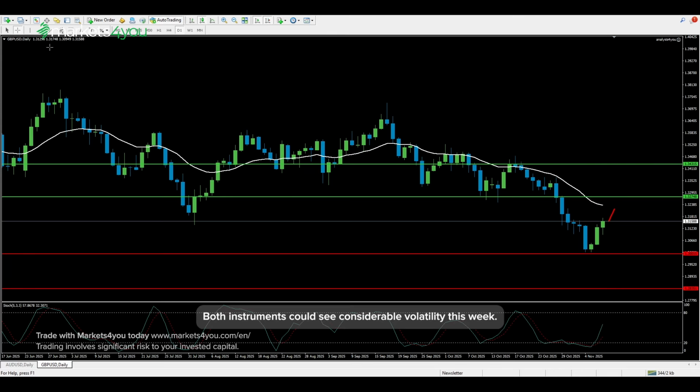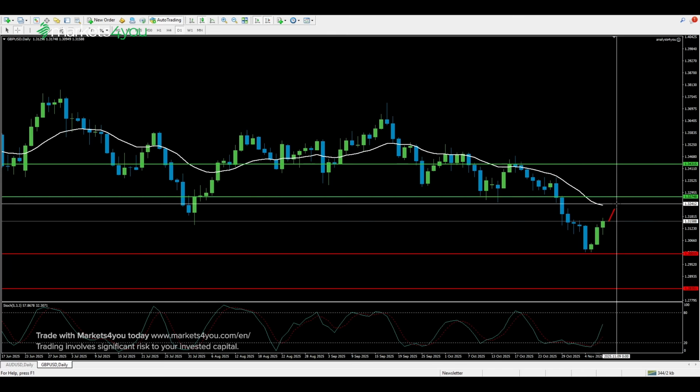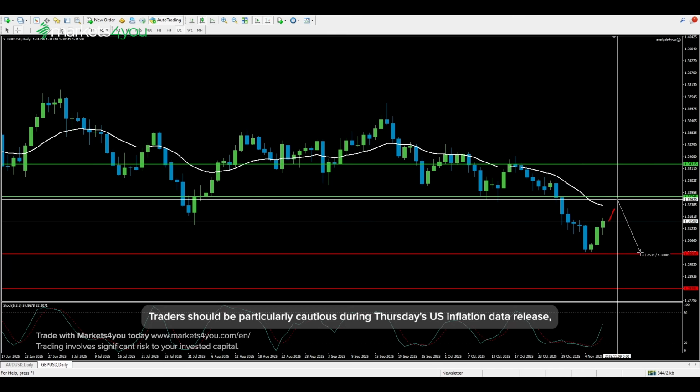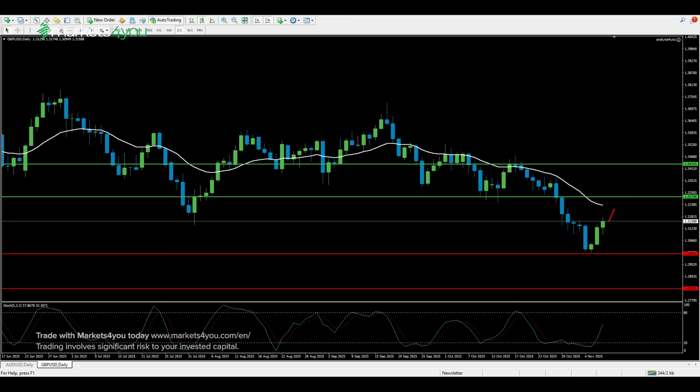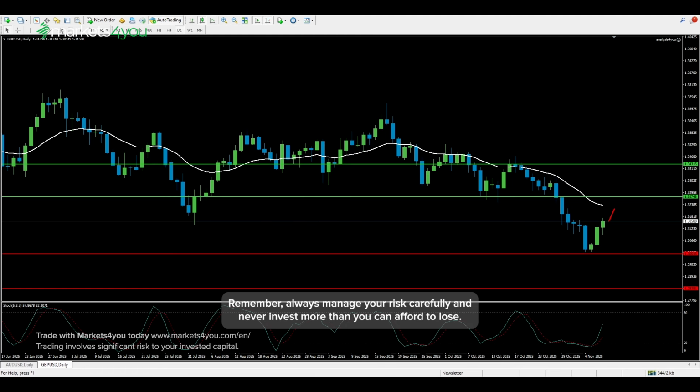Both instruments could see considerable volatility this week. Traders should be particularly cautious during Thursday's US inflation data release, as this event can cause sudden spikes in volatility and potential gap risks across all dollar pairs. Remember, always manage your risk carefully and never invest more than you can afford to lose.